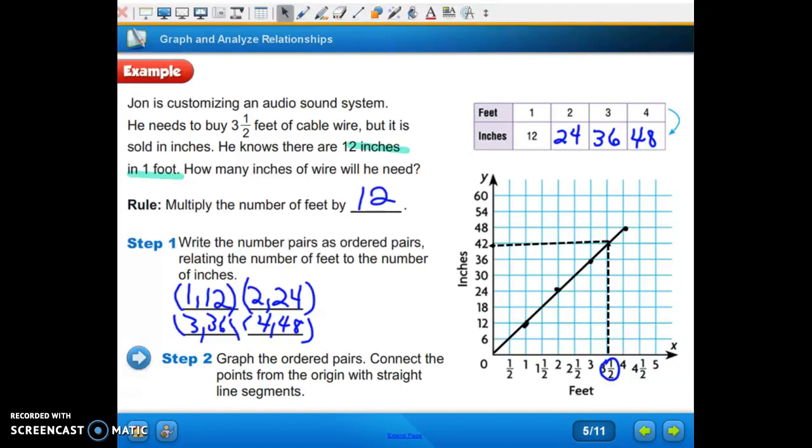So in step 4 on your page, it tells you to draw a line, and then it says, what is the ordered pair? I was at the x-axis at 3 1/2, and I ended up at the y-axis at what? 42. So that's your ordered pair for that. So John needs to buy how many inches of cable wire? 42. Down at the bottom of the page.